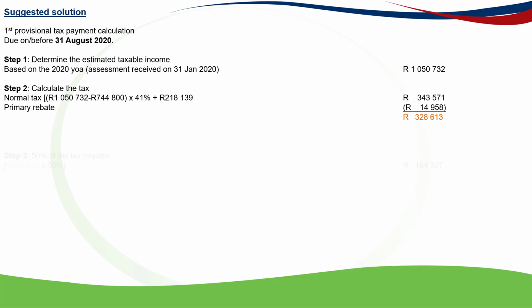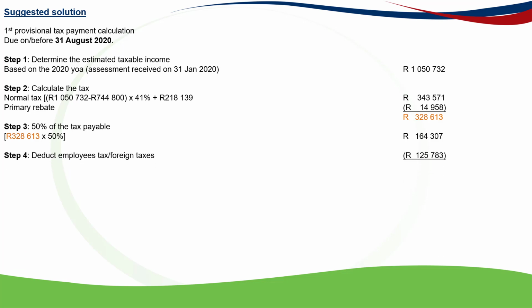2021. The third step is to divide our result of 328,613 by 2, because the calculation needs to be paid for the first 6 months of the year of assessment. That will give us a result of 164,307. And in the fourth step, we then deduct any employee's tax and foreign taxes paid during the first 6 months of the year of assessment. Our final result is then the payment that needs to be made of 38,524.